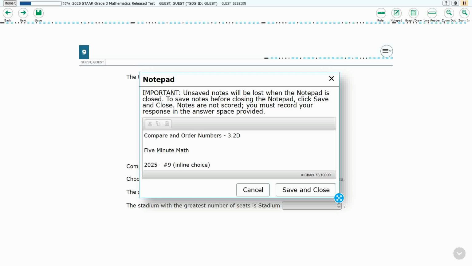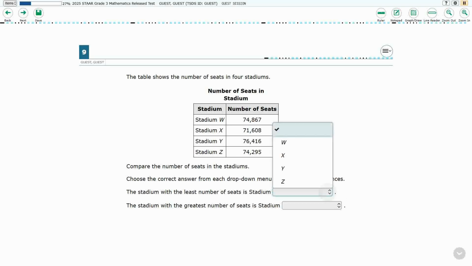Today we are looking at the third grade concept of comparing and ordering numbers. This is standard 3.2D in the great state of Texas, and we are using item number 9 of the 2025 released STAAR test. This is a new item type called inline choice. If you haven't done so already, please take a moment to pause the video, work this problem out on your own, unpause it, and we will look at our answers together.